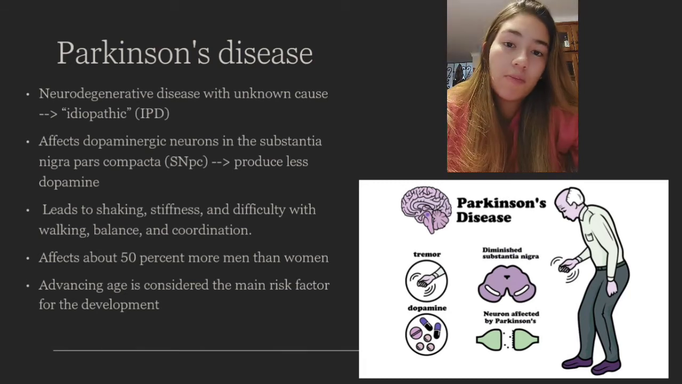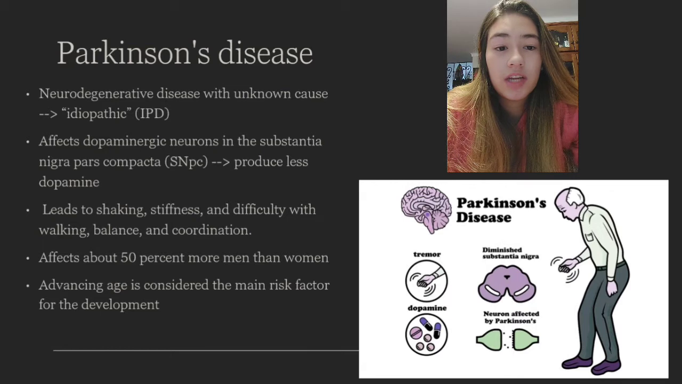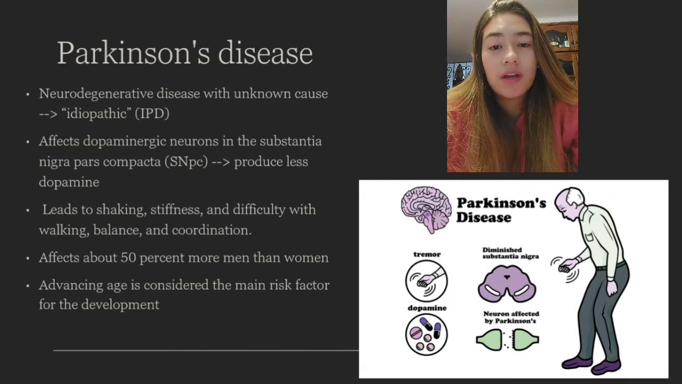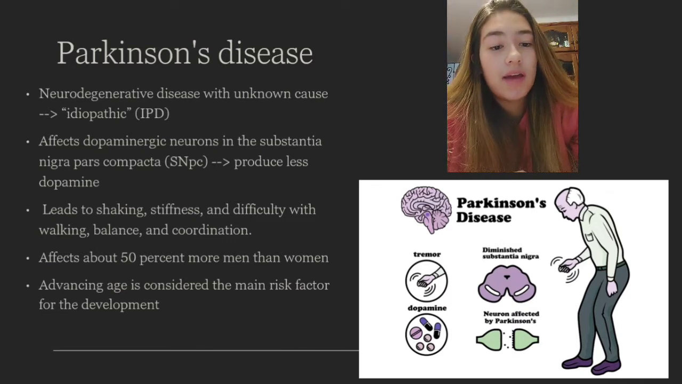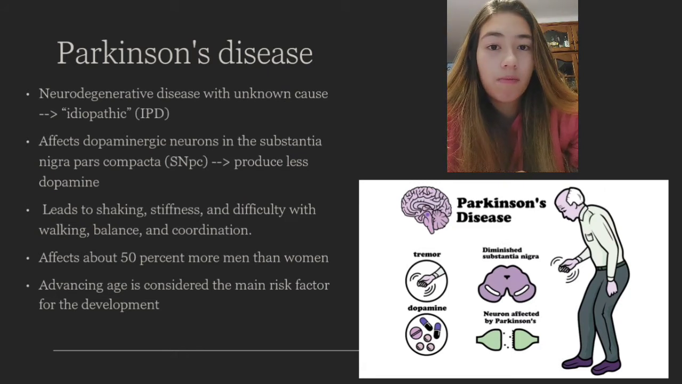It affects dopaminergic neurons in the substantia nigra pars compacta. So less dopamine is produced, and it leads to shaking, stiffness, and difficulty with walking, balance, and coordination. It affects 50% more men than women, and advanced age is a main risk factor for its development.